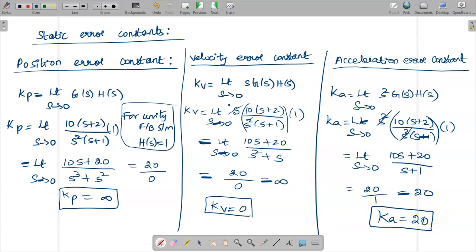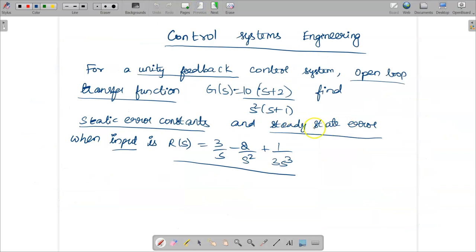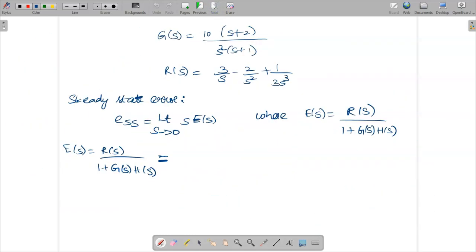Now we need to determine steady state error. For that they have given the input as R of s. For finding out the steady state error we have the formula ESS, which is equal to limit s tends to 0 of s into E of s, where E of s is the error signal in S domain, and E of s is given by the formula R of s divided by 1 plus G of s into H of s, and R of s is the input in S domain, which is already given in the problem.